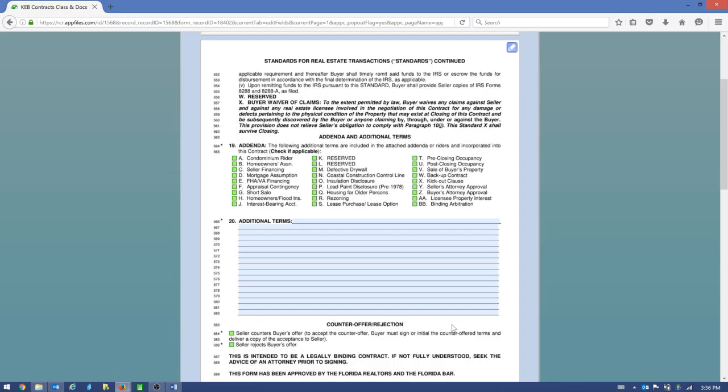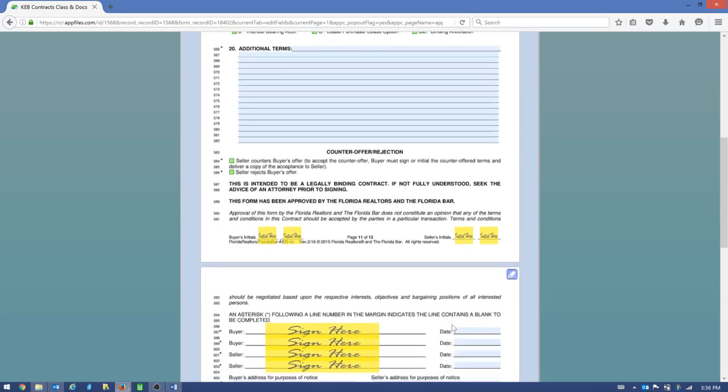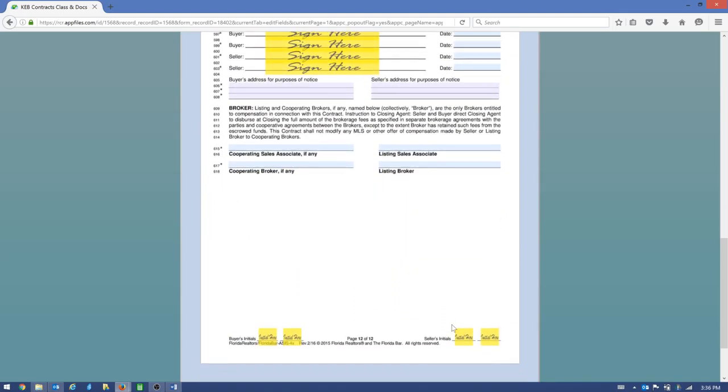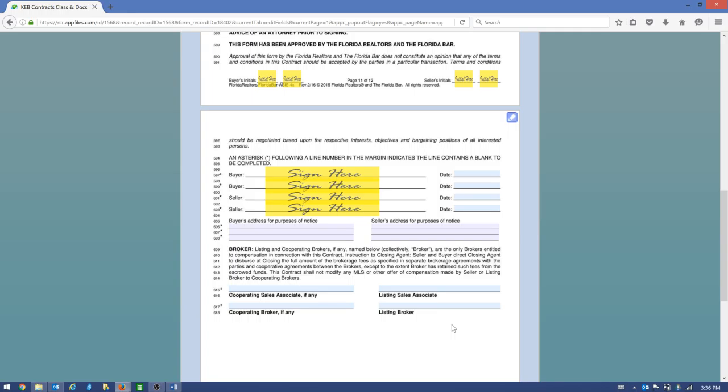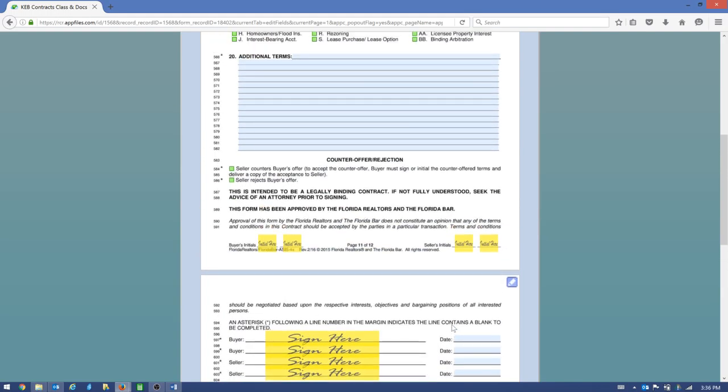Okay, so these are the main differences between the As-Is and the FAR 4. I want to encourage you to watch the FAR 4 class now, so that you can learn about paragraphs 1, 9, 12, and 8. Paragraph 8 is the financing paragraph and is the same in both contracts. So that's a really important class for you to watch as well.